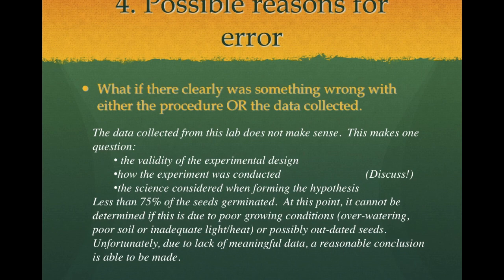So, a student might write, less than 75% of the seeds germinated. At this point, it cannot be determined if this is due to poor growing conditions, which could be overwatering, poor soil, inadequate light or heat, or possibly outdated seeds. Unfortunately, due to a lack of meaningful data, a reasonable conclusion is not able to be made. That is a perfectly acceptable concluding statement. A reasonable conclusion is not able to be reached. That's absolutely fine.